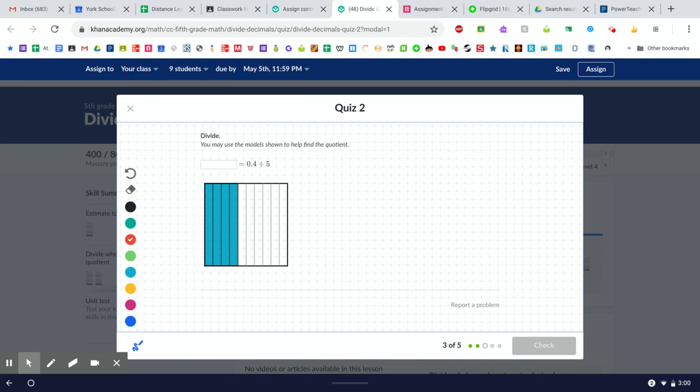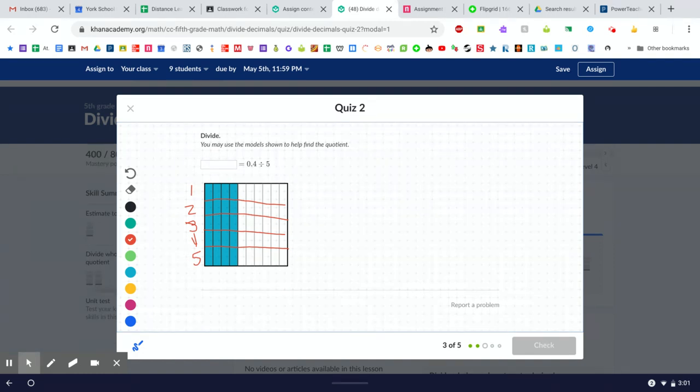Interesting. I'm not sure. Well, what if I did this? What if I divided the whole square into 5 equal groups going the other way? So that'd be 1, 2, 3. Not very equal, but pretty close. 4, 5. So now I have 1, 2, 3, 4, 5 equal rows. Pretend they're equal. So, let's see here. Does that work?